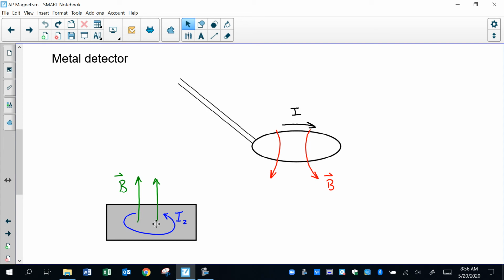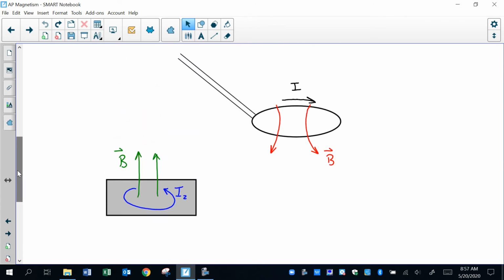So let's say this chunk of metal is my conductor. It has an area. As this thing swings over, it produces an eddy current. That eddy current has its own induced magnetic field in green. And what do you have in your metal detector? You have another coil that can detect this. So you have coil 1 producing an eddy current, and coil number 2 in here that can detect external magnetic fields that were caused by our wand. And so that's where you'll get that different tone.